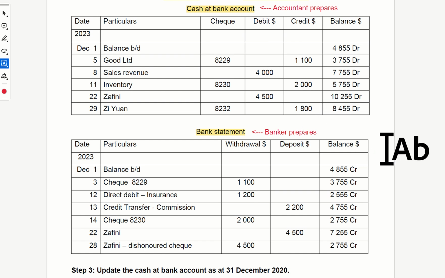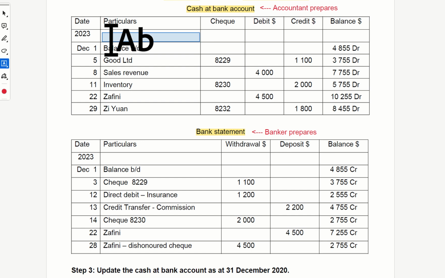It's only at the end of the month that the banker will prepare the bank statement, and this bank statement is then sent over to the accountant to check. Actually, the banker doesn't even prepare the bank statement. It is just printed out by a computer system and sent to the accountant.